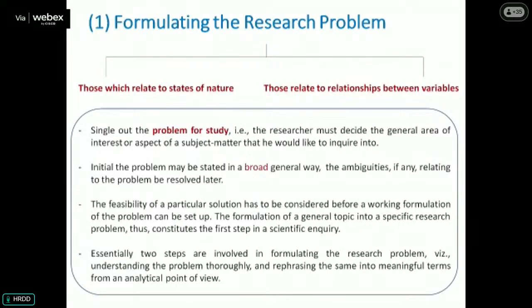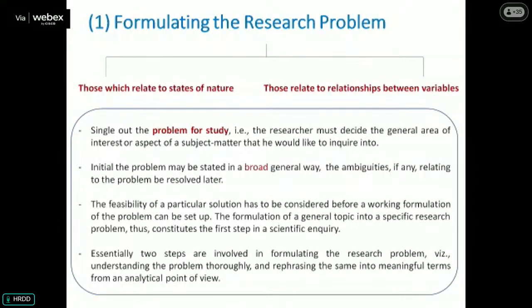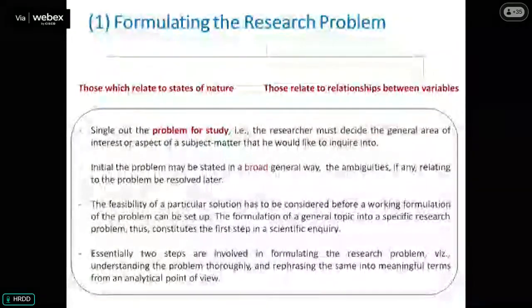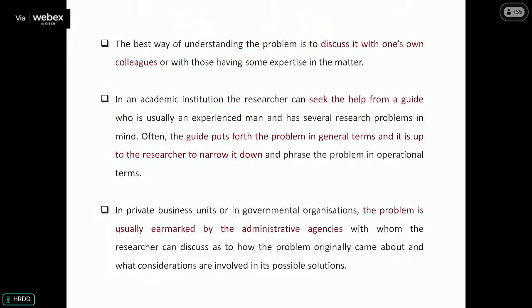Essentially, two steps are involved in formulating the research problem: understanding the problem thoroughly, and rephrasing the same into meaningful terms from an analytical point of view. How you will understand the problem, I'll tell you next. So two steps: understanding the problem. Whatever problem you are selecting, somebody was asking about chemistry console, so out of whatever you have been given, select 5, and then study those 5: what are the problems, what can be done, and whether it is meaningful, whatever the areas we can go.